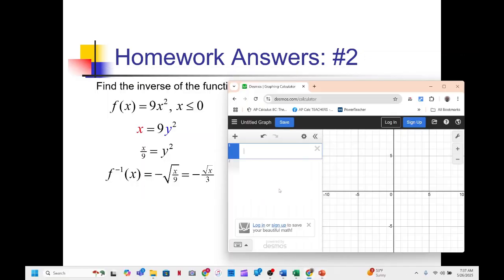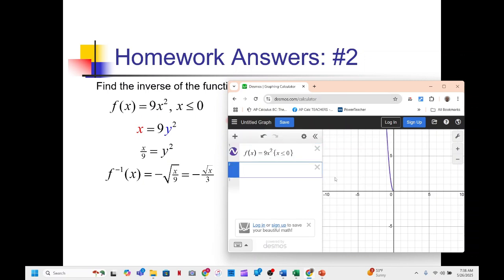So we have the original function, f of x equals 9x squared. And to get that restriction on the domain, I'll use curly brackets and do x less than or equal to. And now let's do 0. And that gives me just half of that parabola.